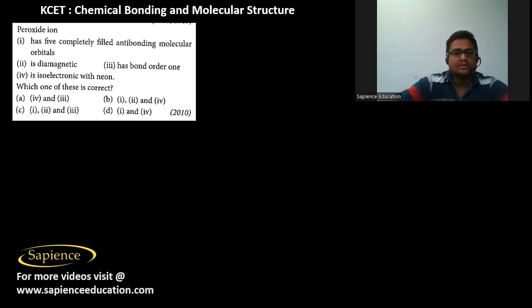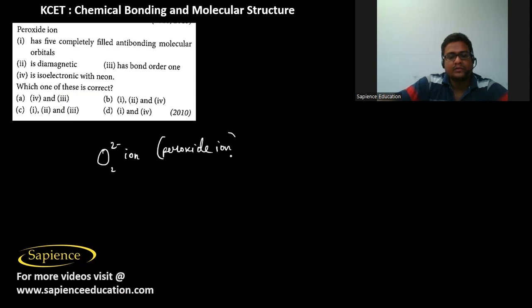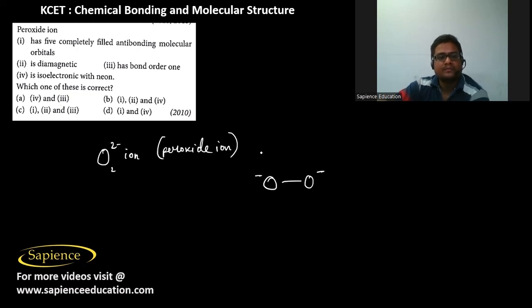Then it is told the peroxide ion has 5 completely filled antibonding molecular orbitals. The peroxide ion is the O2 2 minus ion, that is called peroxide ion. So O2 2 minus ion is somewhat like this.